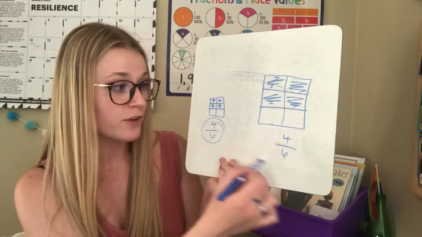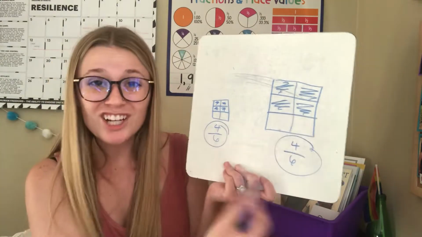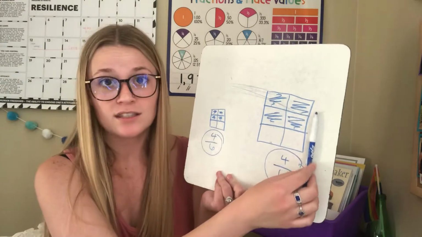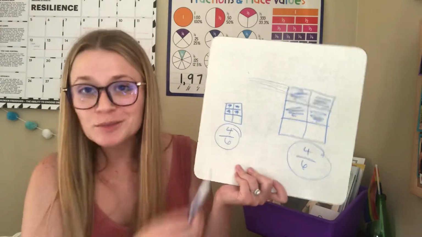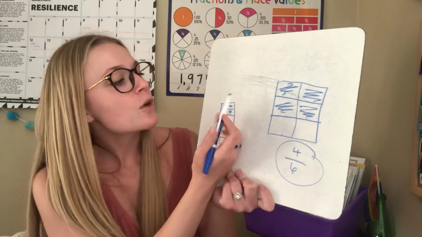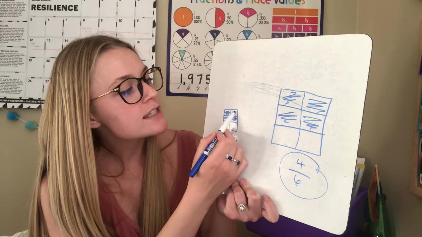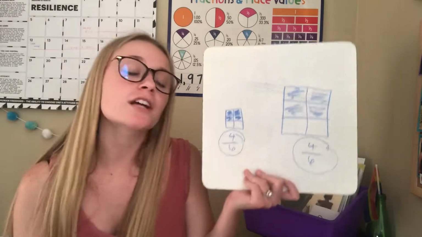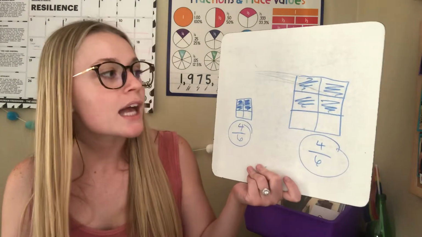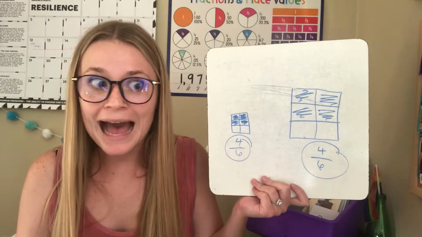We have the same fraction, but are those equal to each other? No, because the wholes are different. The large house is larger than the small house. So even though we're describing parts, 4 parts out of 6, we cannot say with certainty that those areas are equal because the wholes are different.